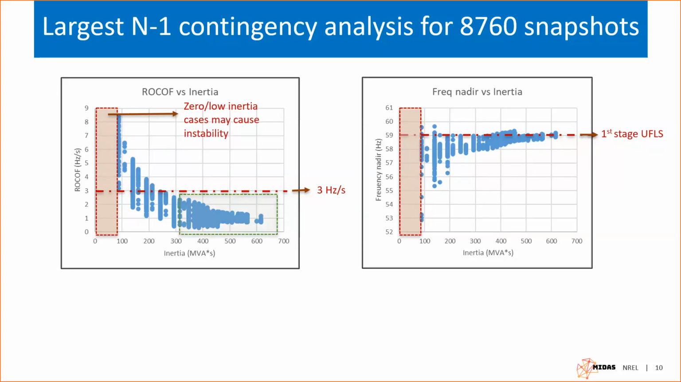It looks like the constraint works, right? But if we look at the right figure, 59 hertz is the first stage of underfrequency load shedding in HECO. We see that even when the inertia is larger than 354, it still can't guarantee our frequency nadir is above 59. So some scenarios still fall into the red box here. That's because inertia is a very important factor affecting the frequency nadir, but you still need to consider other factors like headroom of your resource and how fast the resource can respond.